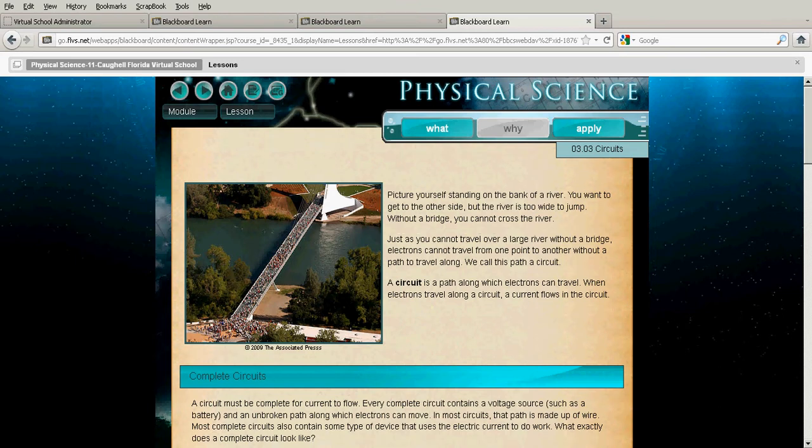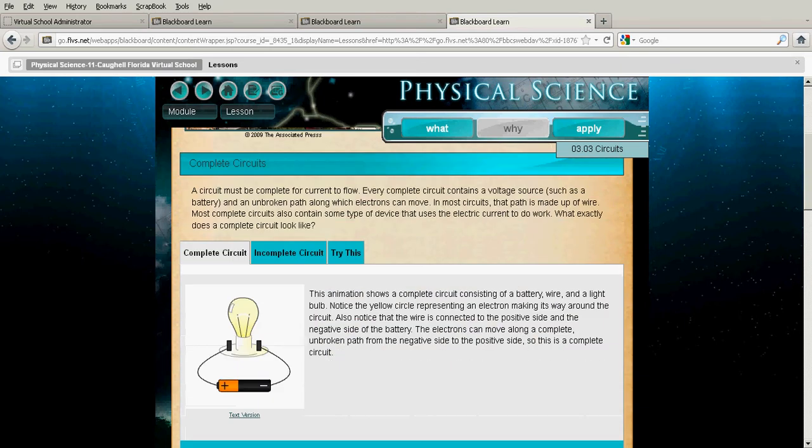So let's say we're standing on the bank of a river and we want to get to the other side, but the river is too wide to jump and there's no bridge, so you can't get across the river. Just as you cannot get across the huge river without a bridge, electrons cannot travel from one point to the other without a path to travel on. Well, that makes sense, right? This path is called a circuit, and it's simply the path which electrons can travel. When electrons travel along a circuit, a current flows in the circuit.